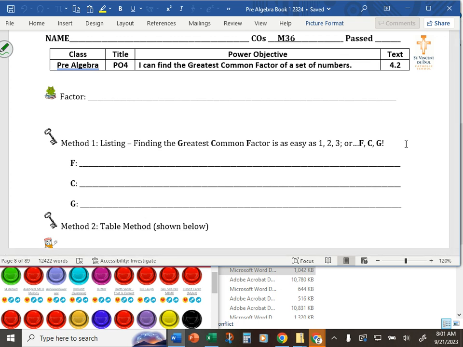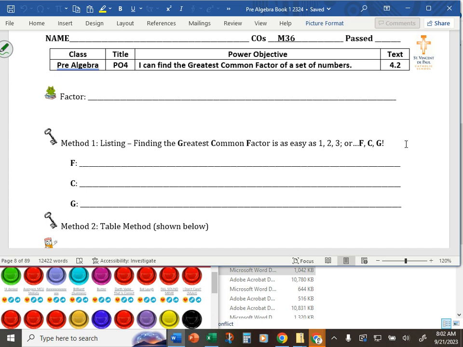We are covering our first PO of the year. Here we go, PO4: finding the greatest common factor of a set of numbers. We're going to start by defining what factors are, because you've probably heard this phrase, greatest common factor, before. You've probably also heard the phrase least common multiple, and those two things are oftentimes swapped and misunderstood for one another.